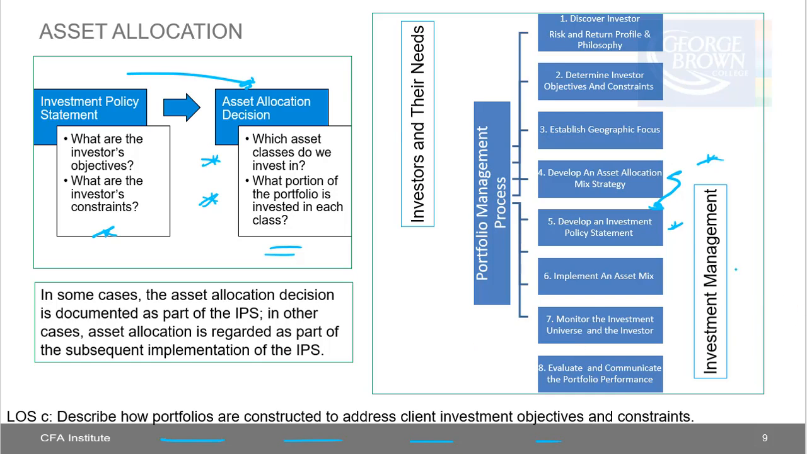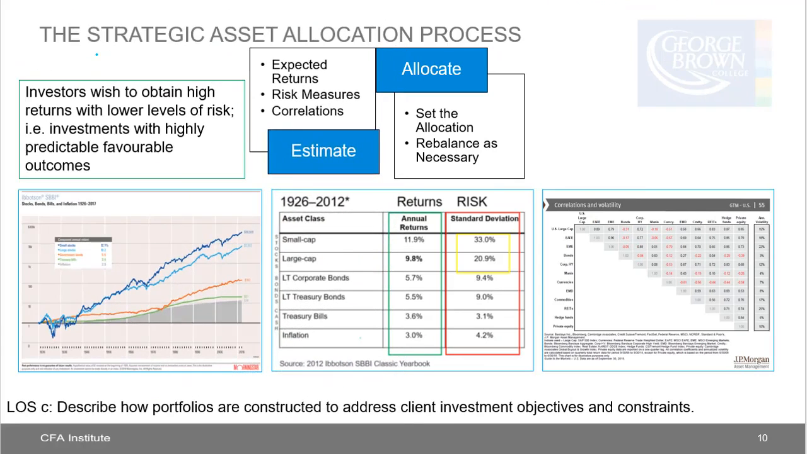Okay, so that's why we move from investors and their needs in the last chapter, understanding their risk and return, their objectives and constraints. Now we're moving into investment management, setting up the portfolio. So now we're continuing with the strategic asset allocation process. Okay, so it's a process, and it's quite important to understand what that process is.